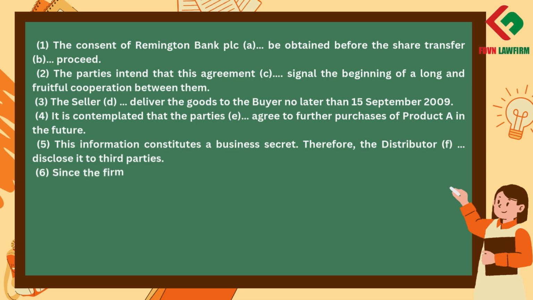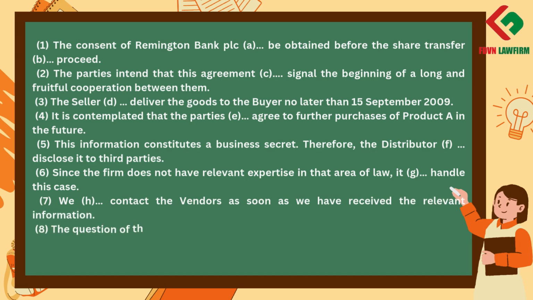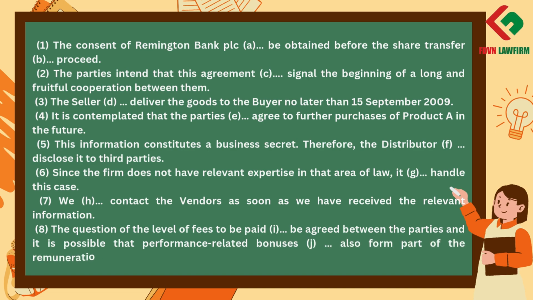5. This information constitutes a business secret. Therefore, the distributor, F, disclose it to third parties. 6. Since the firm does not have relevant expertise in that area of law, it, G, handle this case. 7. We, H, contact the vendors as soon as we have received the relevant information. 8. The question of the level of fees to be paid, I, be agreed between the parties, and it is possible that performance-related bonuses, J, also form part of the remuneration package.